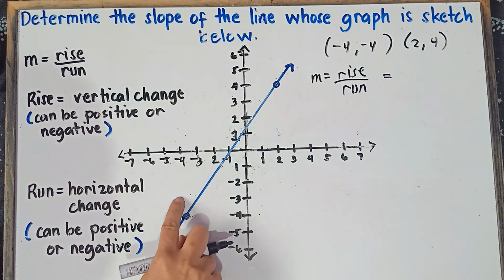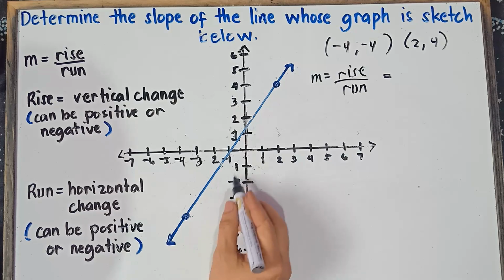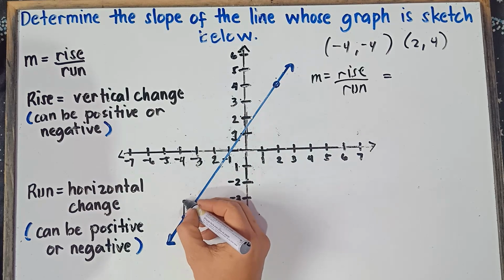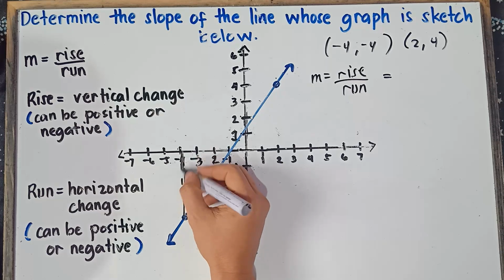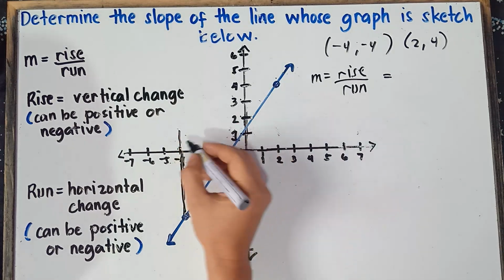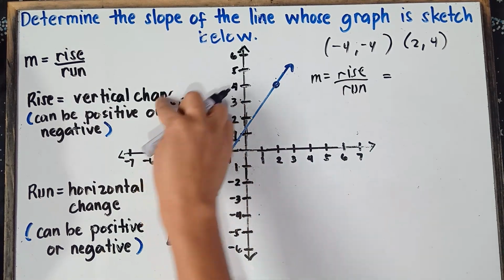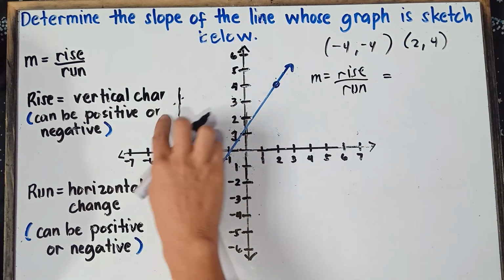Alright, so 1, 2, 3. So 1, 2, 3, 4, 5, 6, 7, 8. So 1, 2, 3, 4. This one, 5, 6, 7, and then 8. So let me just erase this one, class. 7, and then 8. So this one right here.